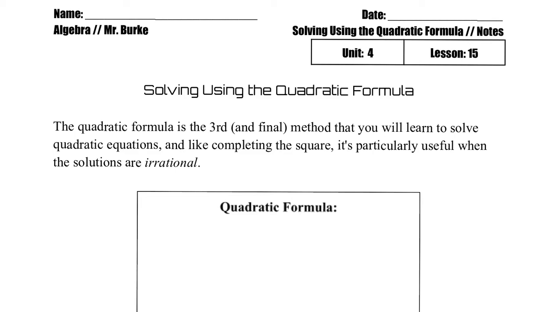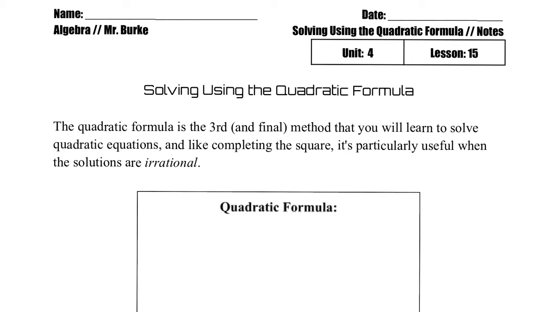All right, so now we're going to learn the third and final way to solve quadratic equations. This one's called use the quadratic formula. There's actually a formula for doing this. And again, just like the completing the square method, this is very useful when you end up with irrational roots, or irrational solutions.